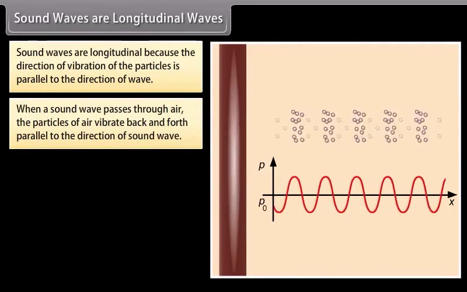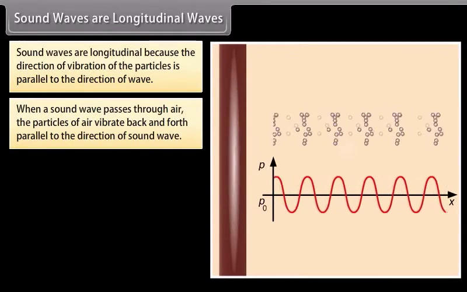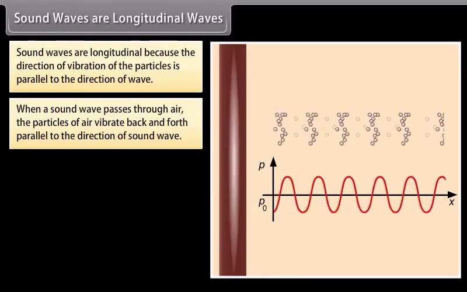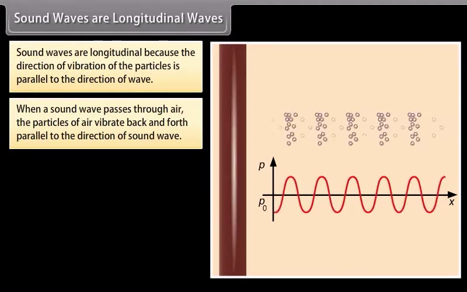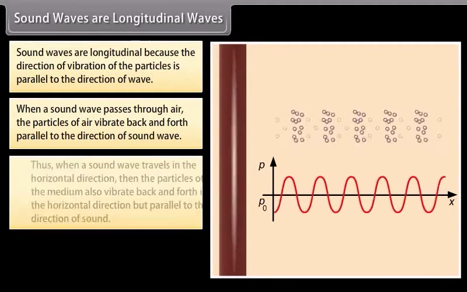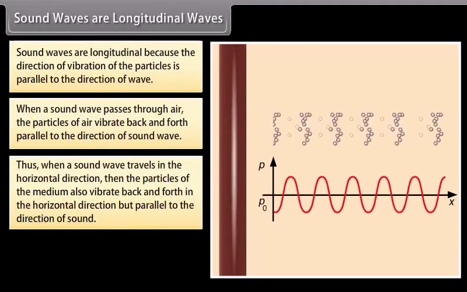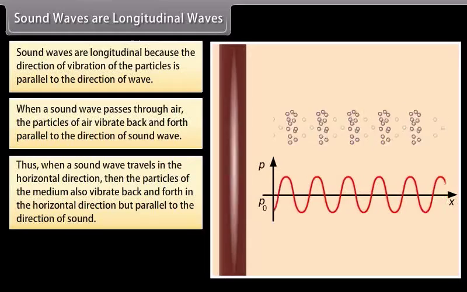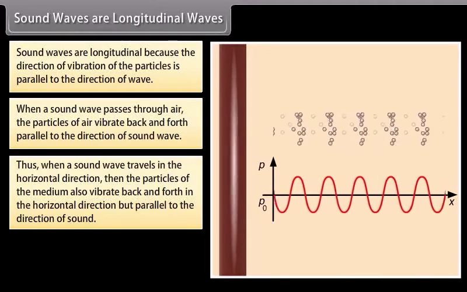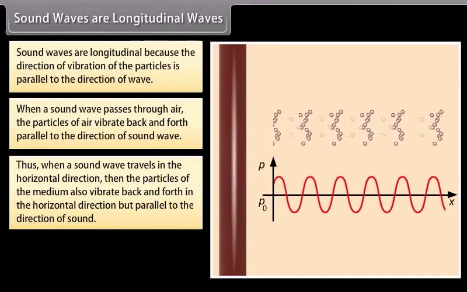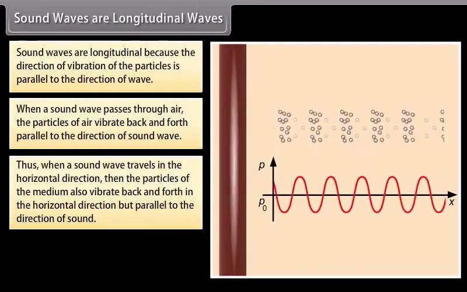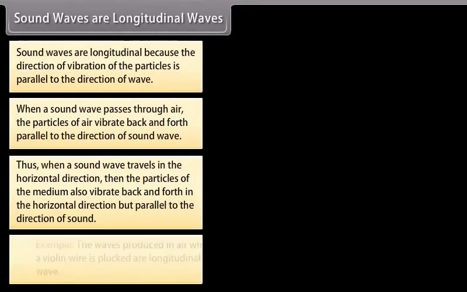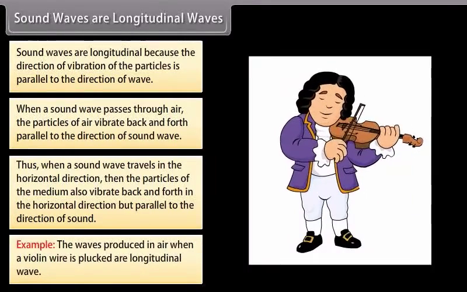When a sound wave passes through air, the particles of air vibrate back and forth parallel to the direction of the sound wave. Thus, when a sound wave travels in the horizontal direction, the particles of the medium also vibrate back and forth in the horizontal direction, but parallel to the direction of sound. For example, the waves produced in air when a violin wire is plucked are longitudinal waves.